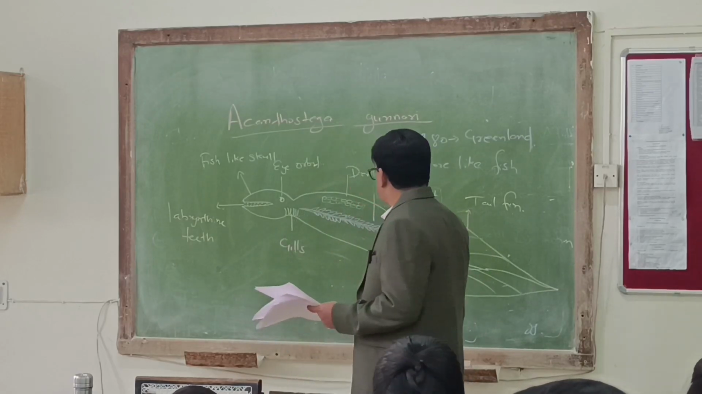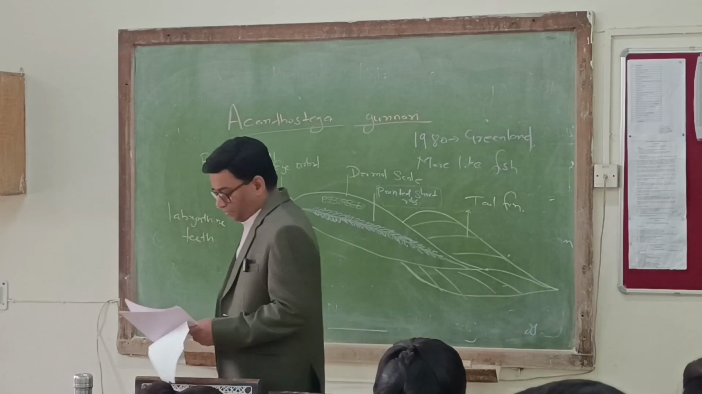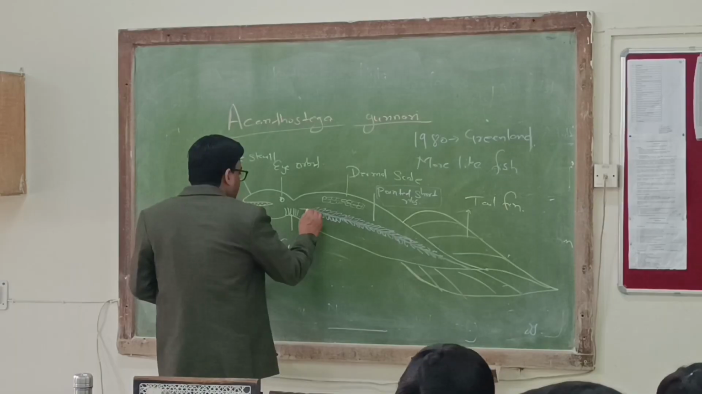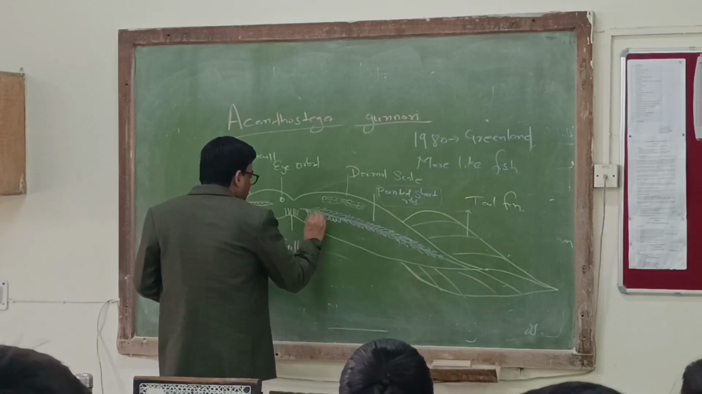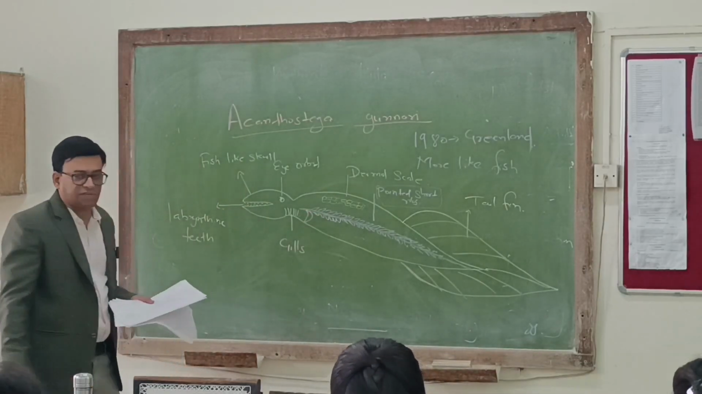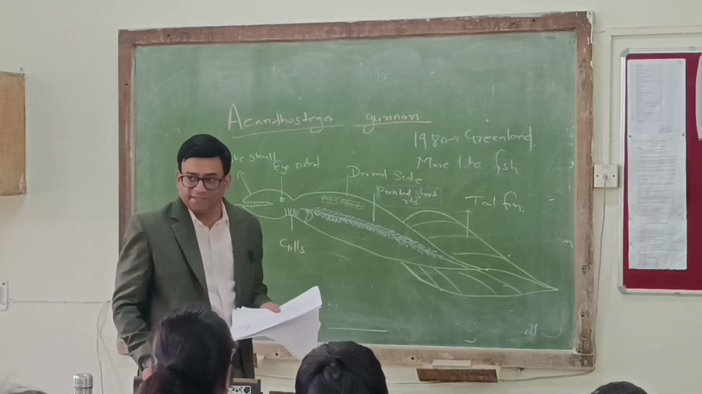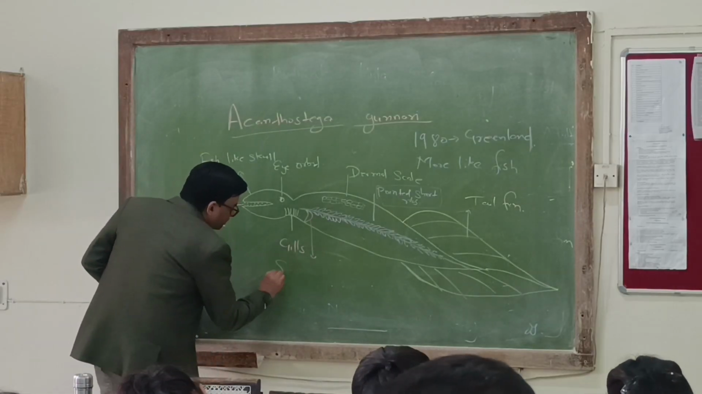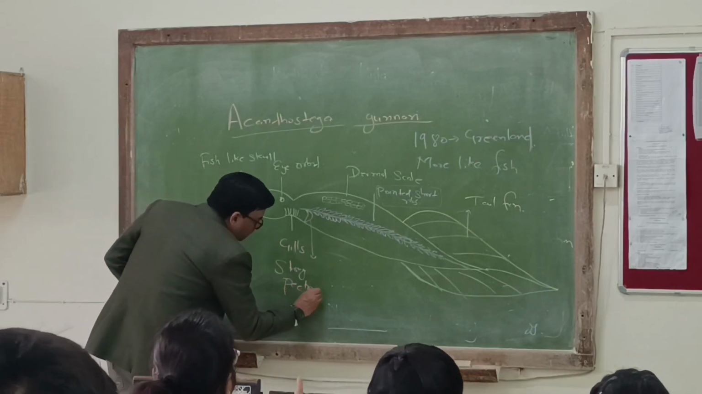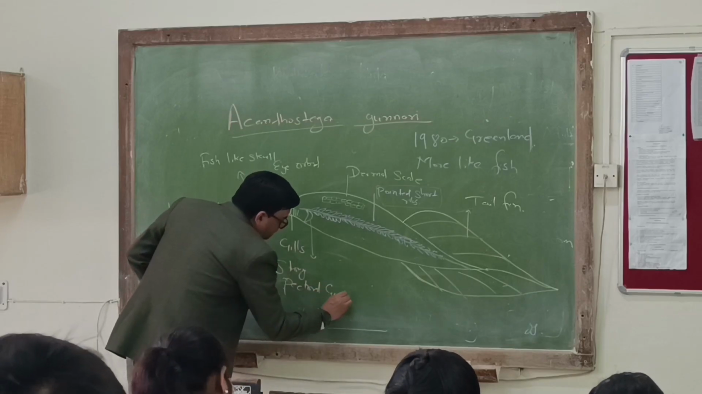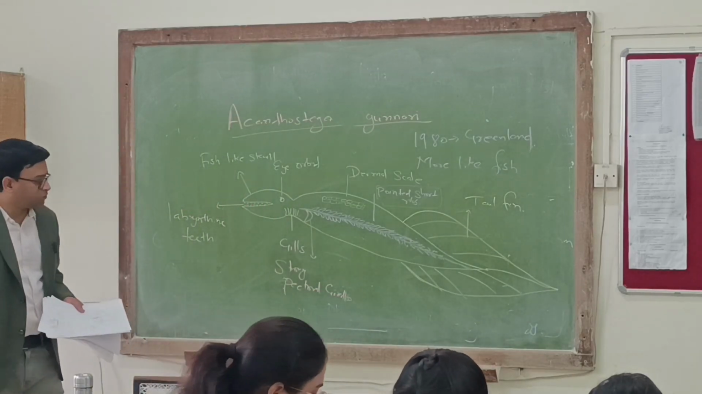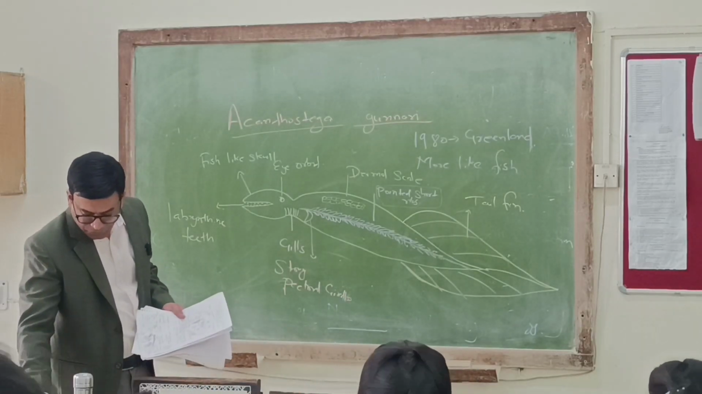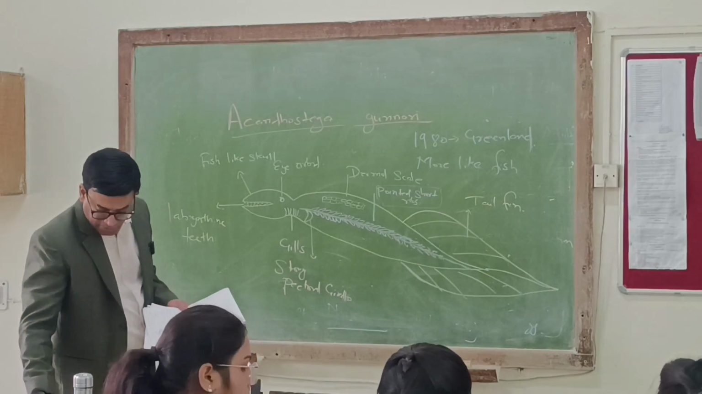But then it has a very strong pectoral and pelvic girdle, which shows that it is more like an amphibian, because amphibians have to walk on the land. For that they need a strong pectoral and pelvic girdle. So this is the strong pectoral girdle, and attached to the pectoral girdle there is a limb.